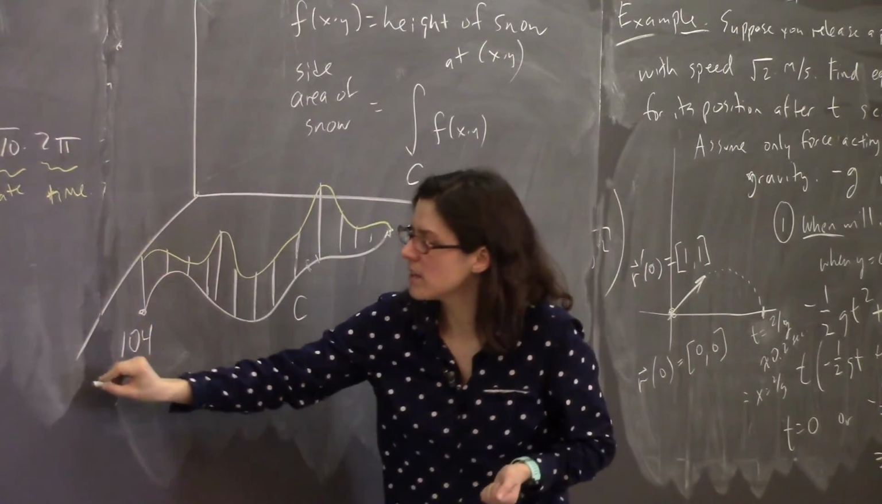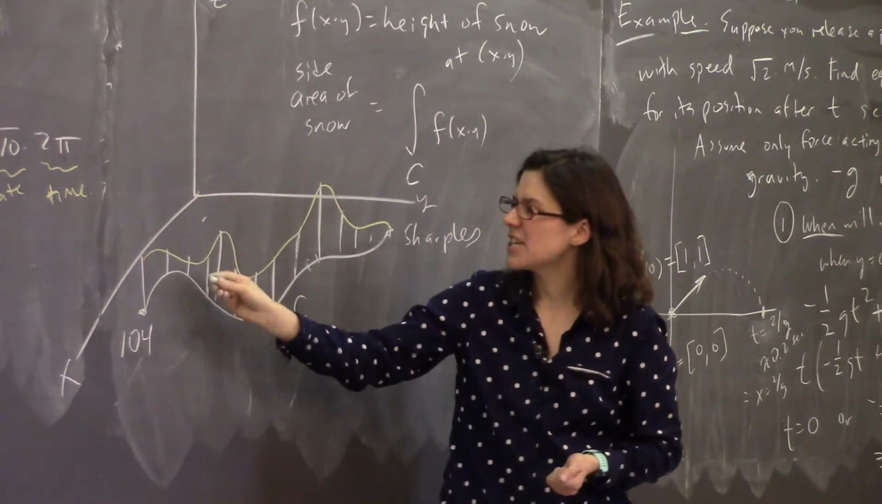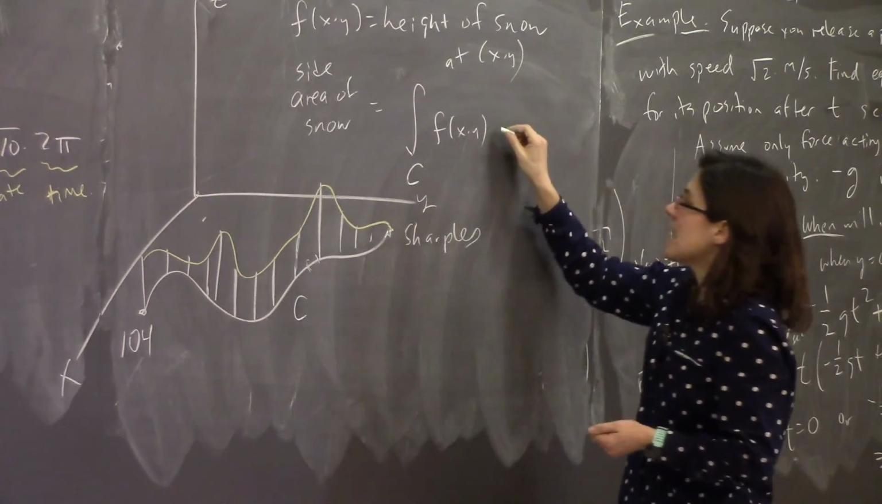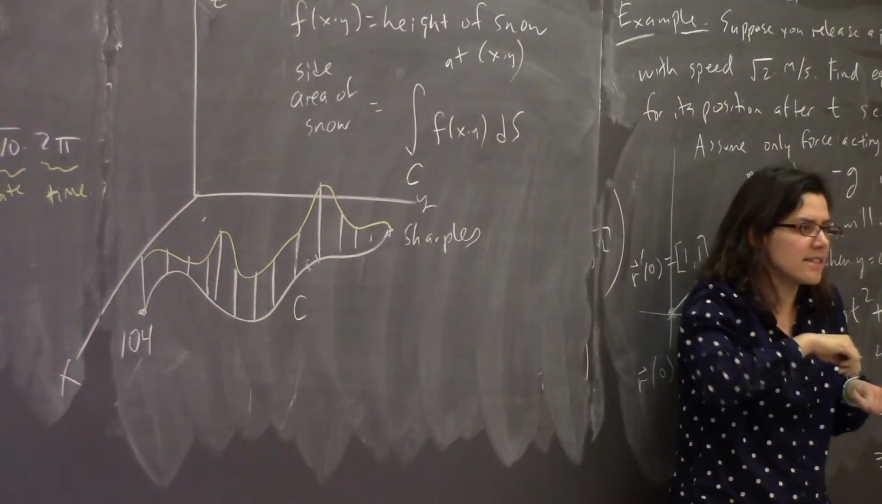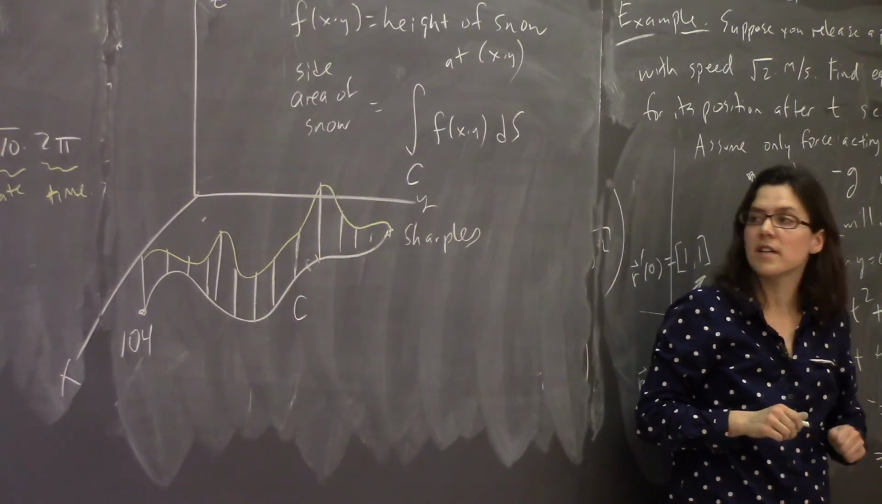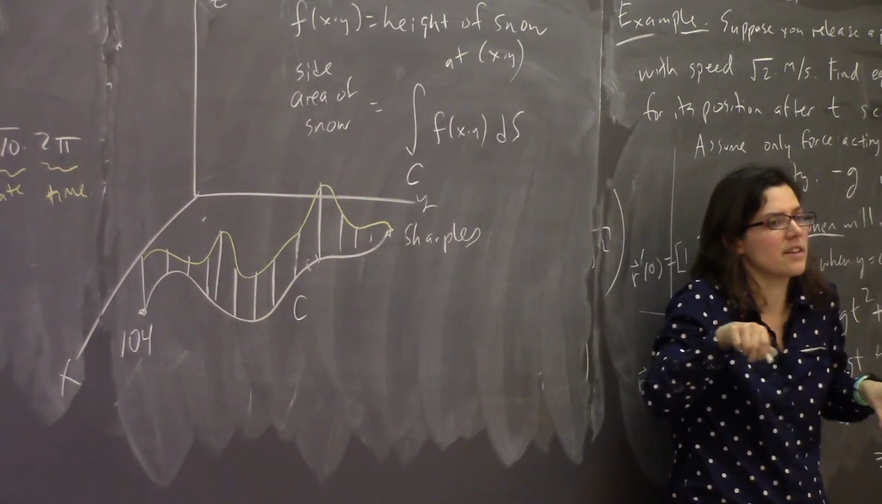Dx would mean if you're just going along the x-axis. Here you're not going along the x-axis, you're going along this curve. So it's like dx, but it's along the curve, and so we call it ds, to say that it's like arc length along our curve C. So if you wanted to know the total amount of snow, you would integrate f of x y along the curve ds.